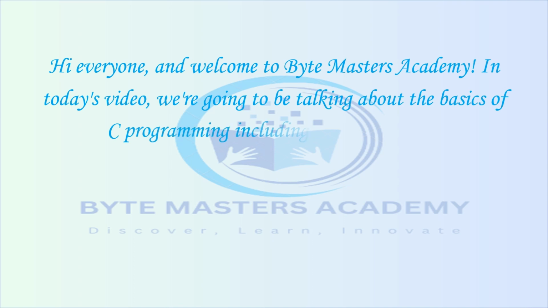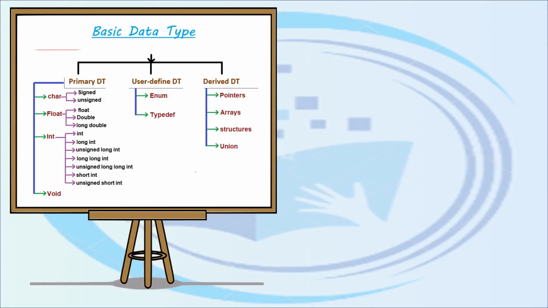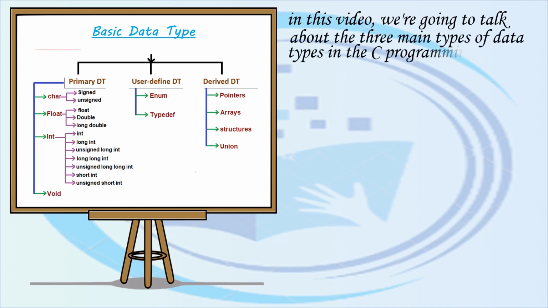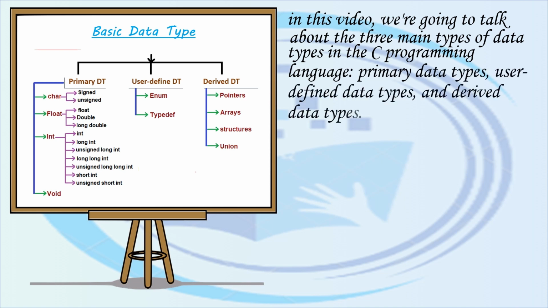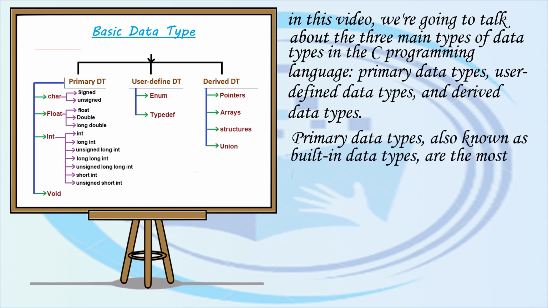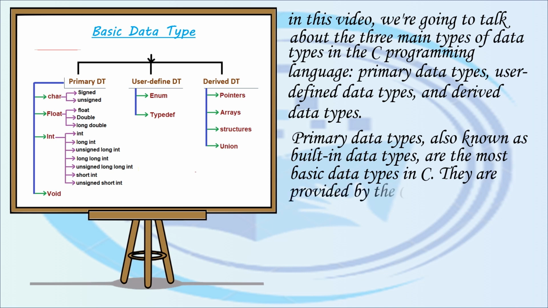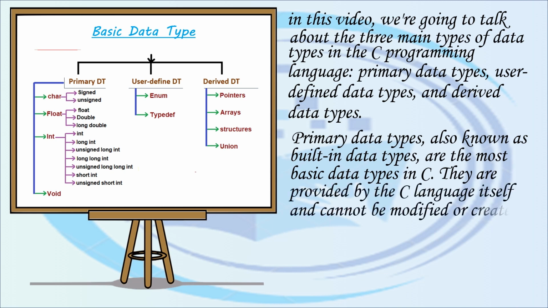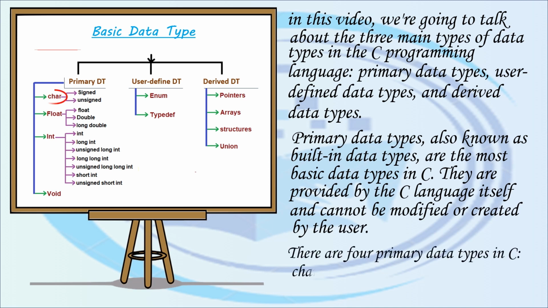In today's video, we're going to be talking about the basics of C programming, including basic data types and their range. In this video, we're going to talk about the three main types of data types in the C programming language: primary data types, user-defined data types, and derived data types. Primary data types, also known as built-in data types, are the most basic data types in C. They are provided by the C language itself and cannot be modified or created by the user. There are four primary data types in C: char, float, int and void.